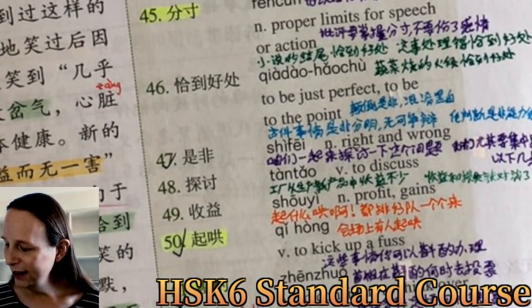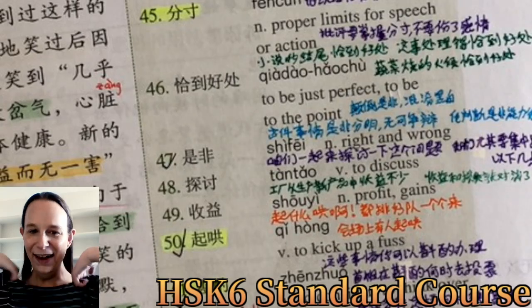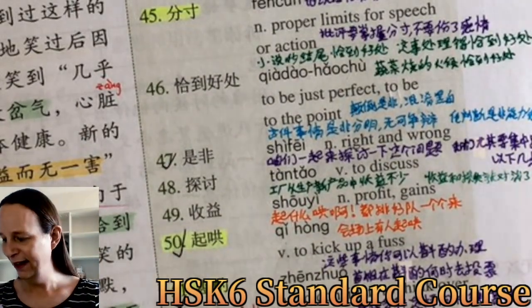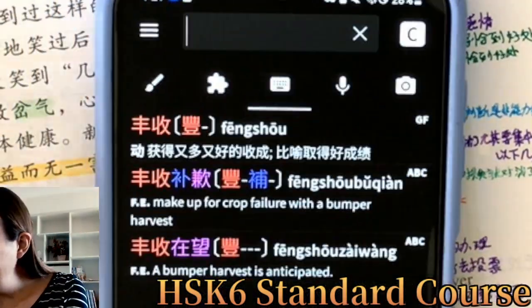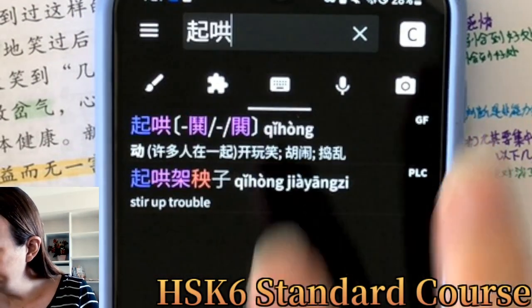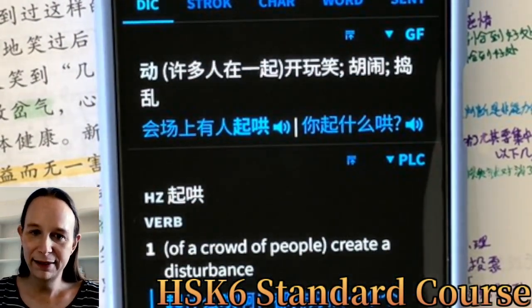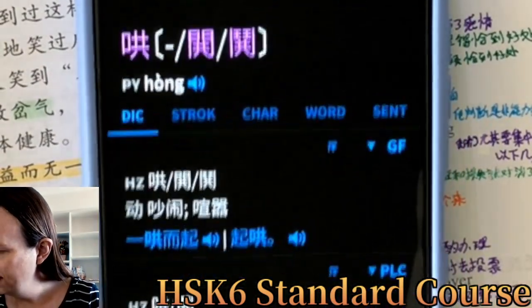起哄, 起哄. To kick up a fuss. 起哄. All right. This is not a very familiar word for me. I'm going to say 起哄, create a disturbance. All right. I want to look at this word first. 哄, fourth tone.